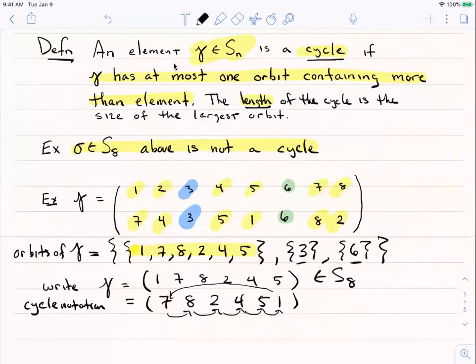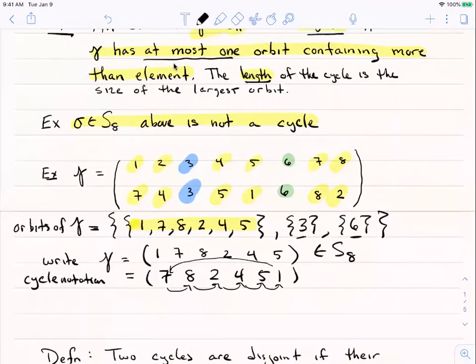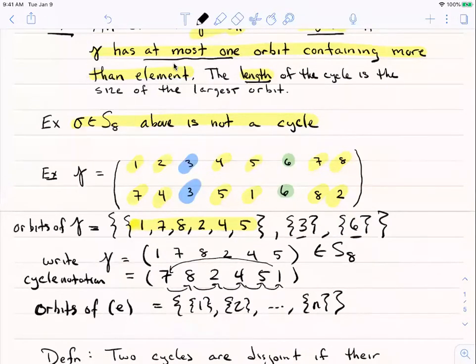Cool. You might be wondering about this annoying "at most 1." Why not just say exactly 1? Well, because if we take the orbits of the identity permutation, they are all singletons. Yeah, the identity fixes every single element. And so it has no orbits containing more than one element, but I still want to call the identity permutation a cycle. It's a cycle of length 1. You can just put any element in there that you like. 1 goes to 1. It's a cycle of length 1.